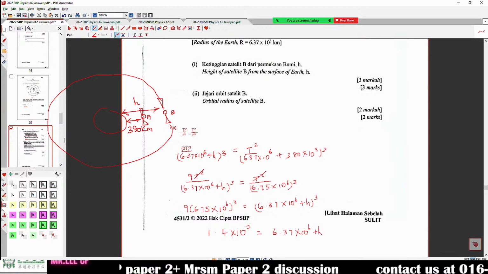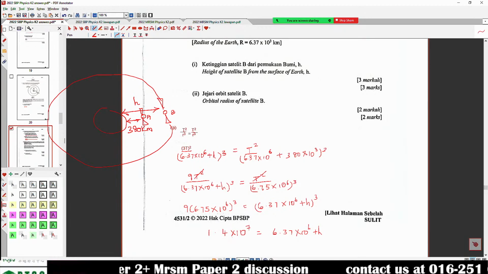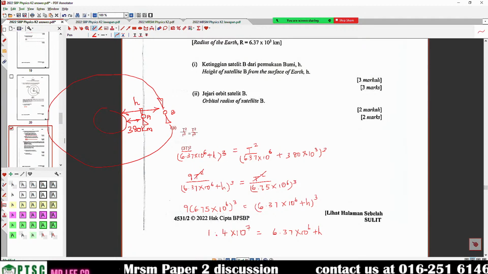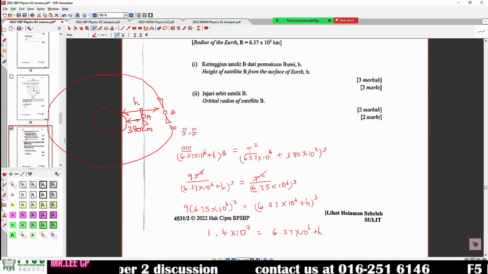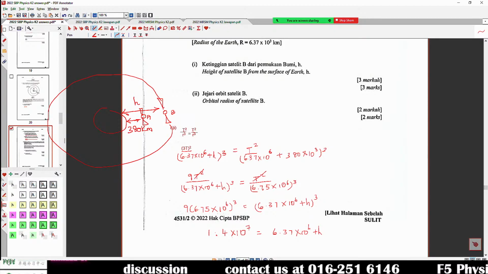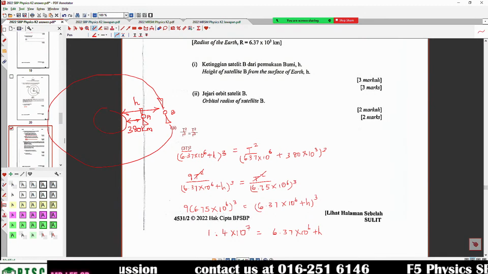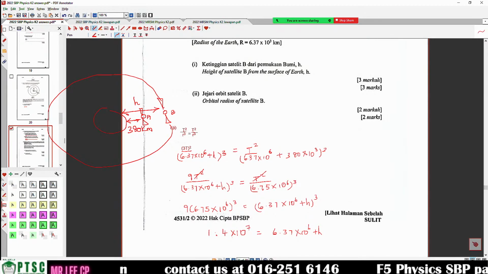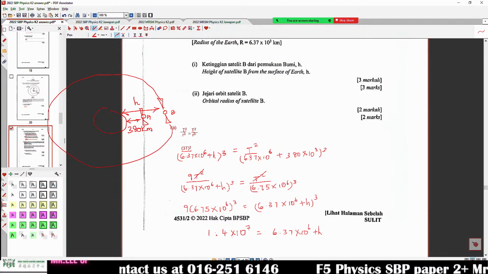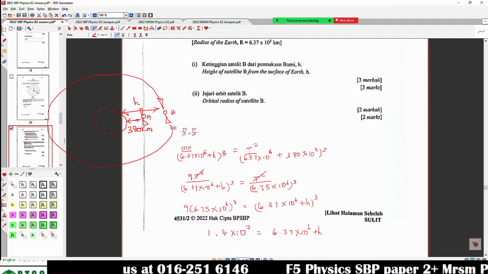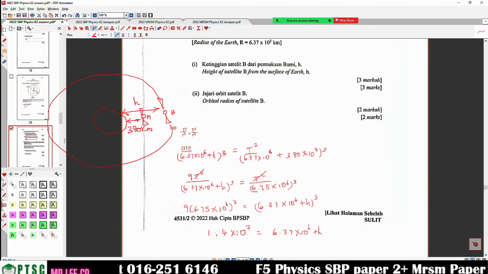Answer is 1.4 times 10 to 7, correct? And then this one is cube root, correct? Minus 6.37 exponent 6. It's too big. I get a very, very big number.